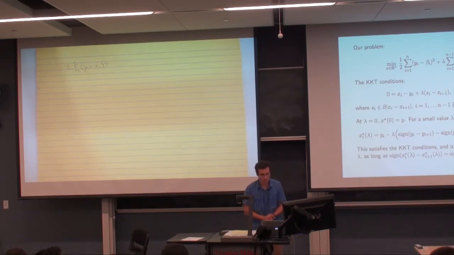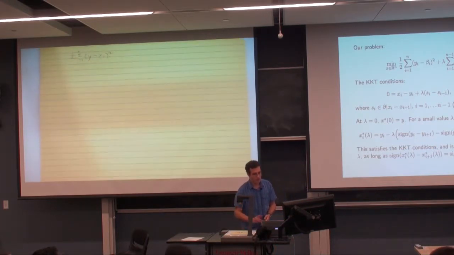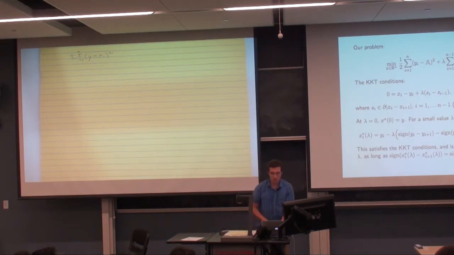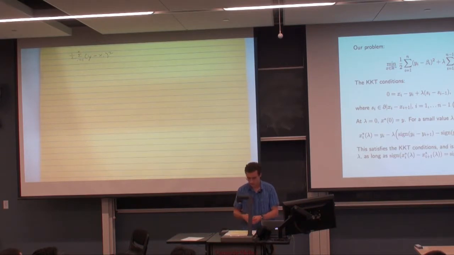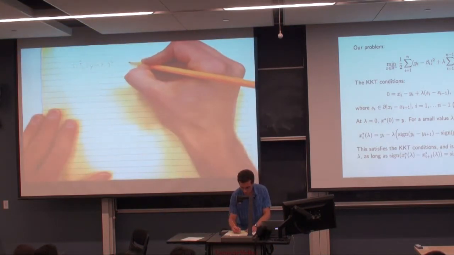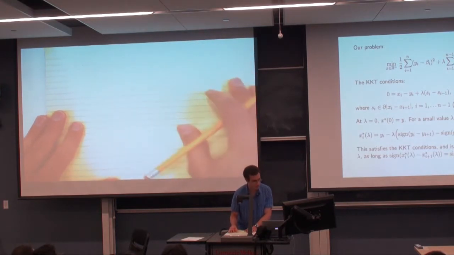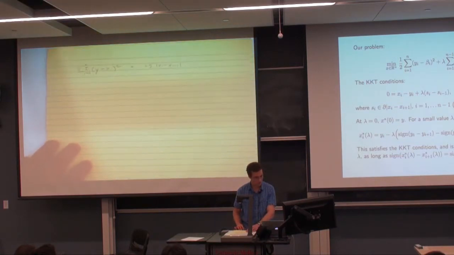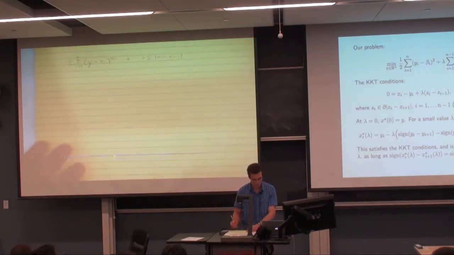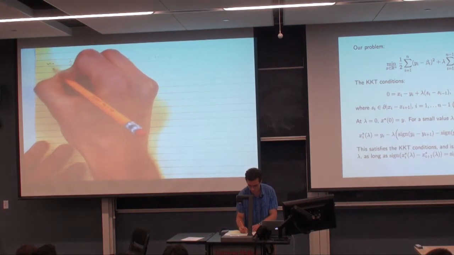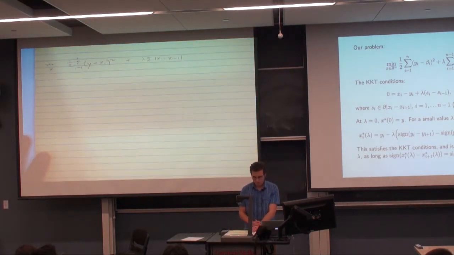Okay, so here's our problem. And the KKT conditions should be pretty natural at this point for you to derive, considering we've done this many times, but we're going to go through them anyways. Okay, so our problem is to minimize this over x. Okay, and the KKT conditions look like this.